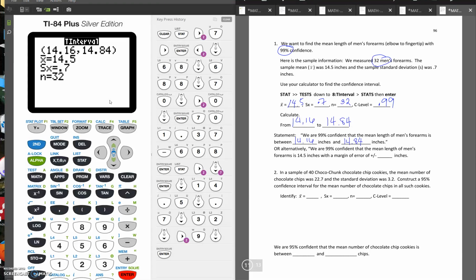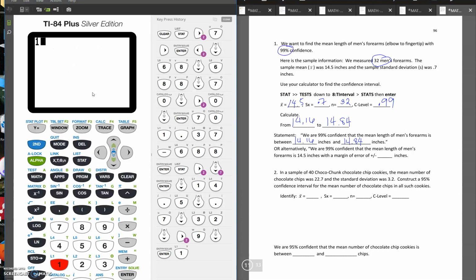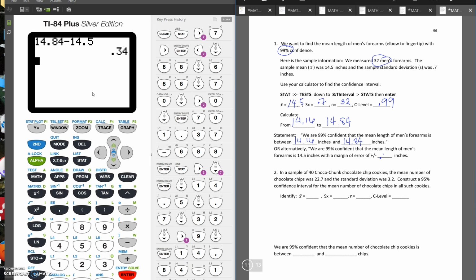And so remember, to find our margin of error, we can take the upper value, 14.84, and subtract the mean, 14.5. So our margin of error is plus or minus 0.34 inches.